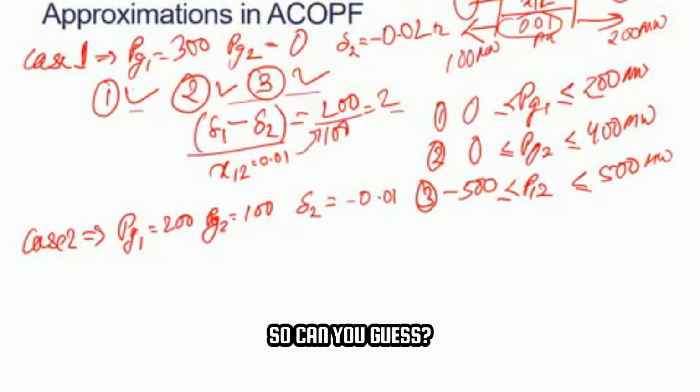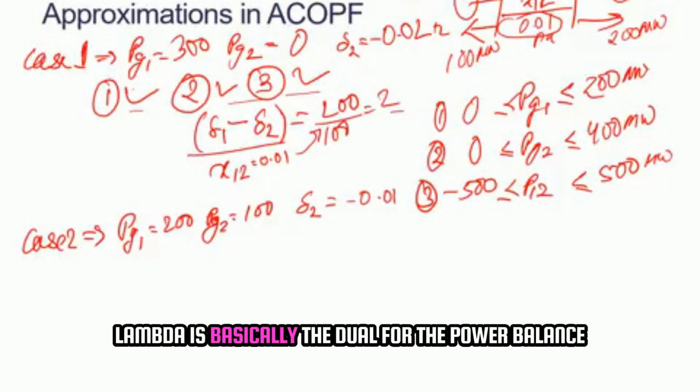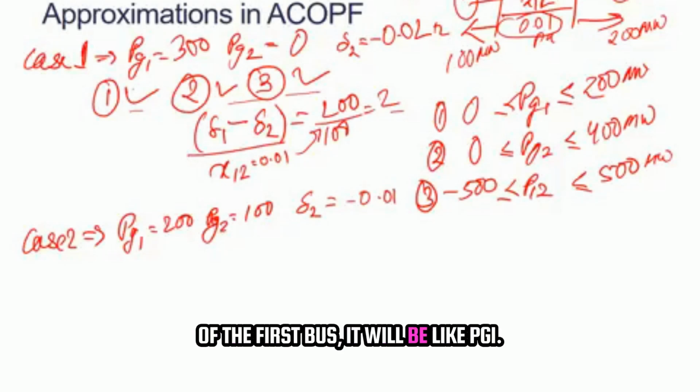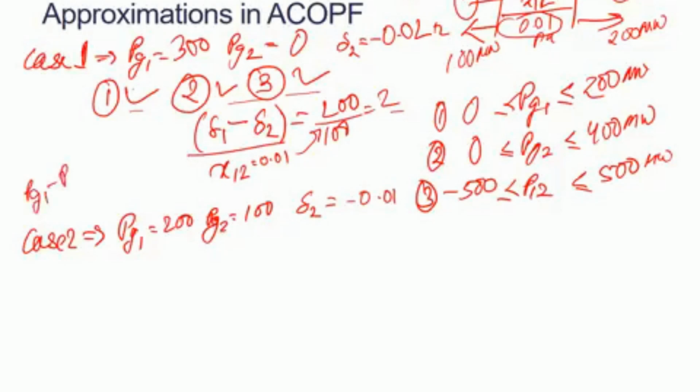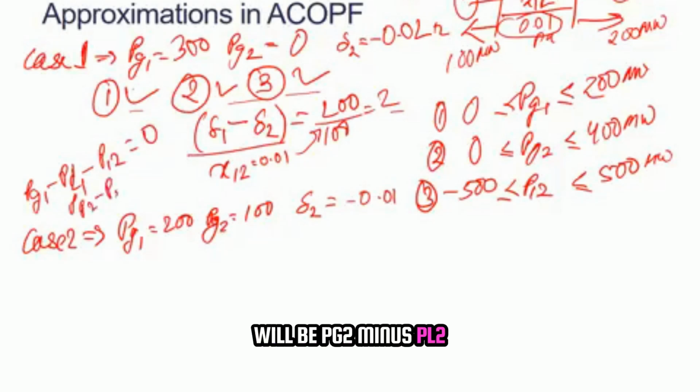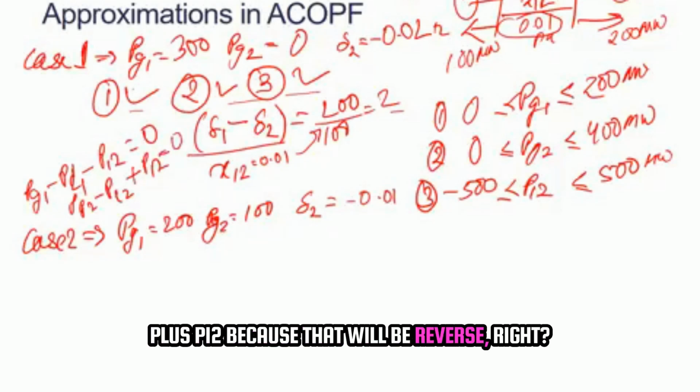So can you guess? Let's go back to case 1. What will be the lambda? Lambda is basically the dual for the power balance equation for the first bus and the second bus. So here if I write the power balance equation of the first bus, it will be Pg1 minus PL1 minus P12, and the second equation will be Pg2 minus PL2 plus P12, because that will be reverse, right?